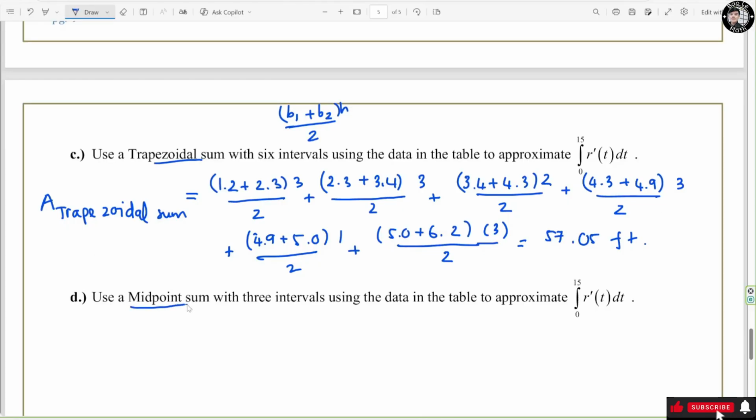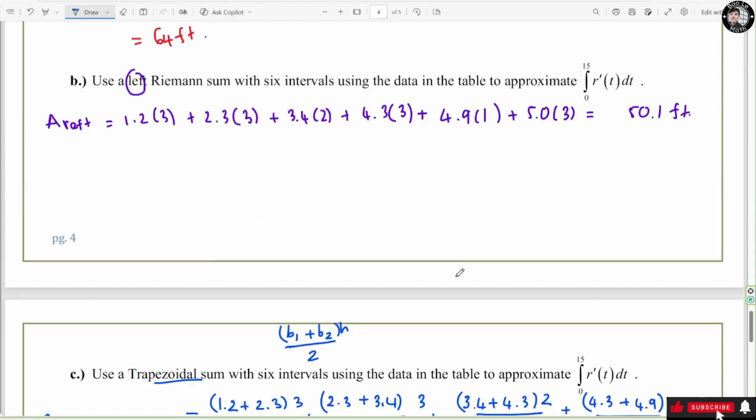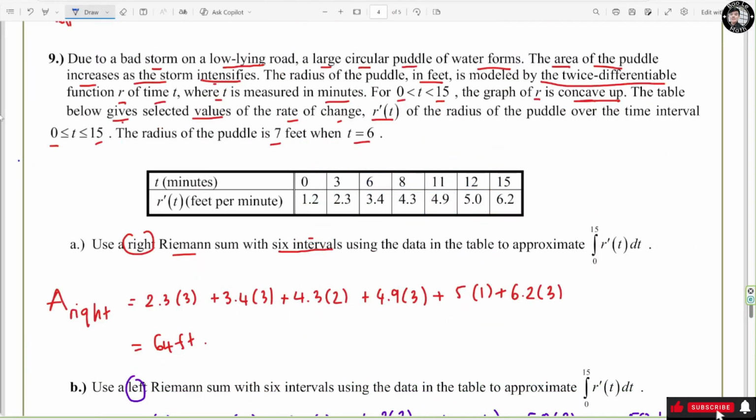Use a midpoint sum with 3 intervals. Alright, so we're gonna go back over here. The midpoint sum with 3 intervals. So the first interval is gonna be from 0 to 6. Second interval should be from 6 to 11. And the third one should be from 11 to 15. Now the width is gonna be 6.